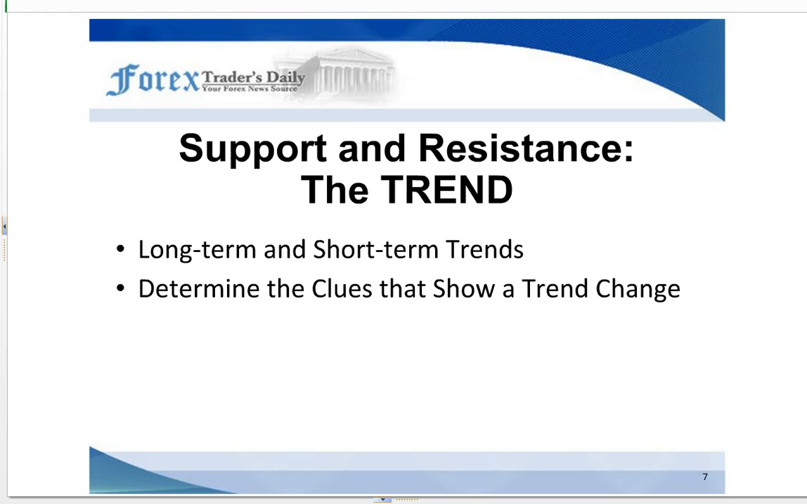Now, there's going to, again, be many tools to help you identify those changes in the trend. And many of them are very useful in identifying when the trend is beginning to change or has potential to change. And we'll want to be able to recognize those. So that's the basis of where I'm coming from.